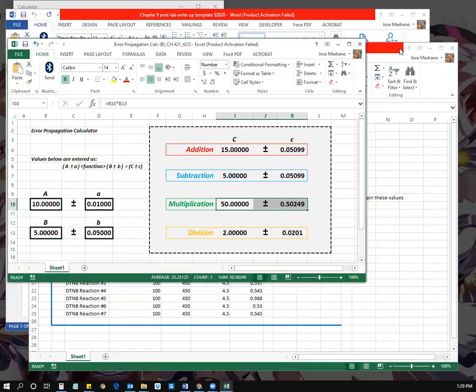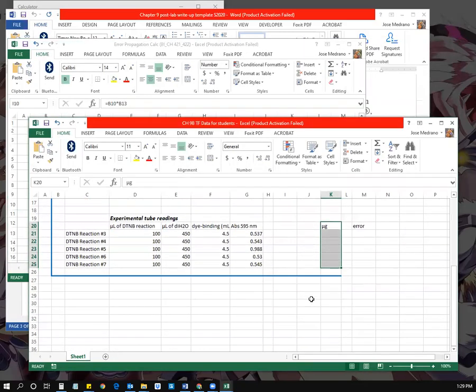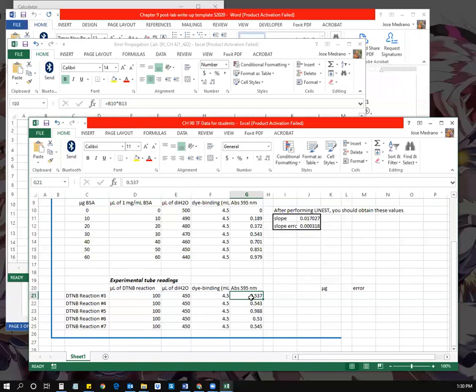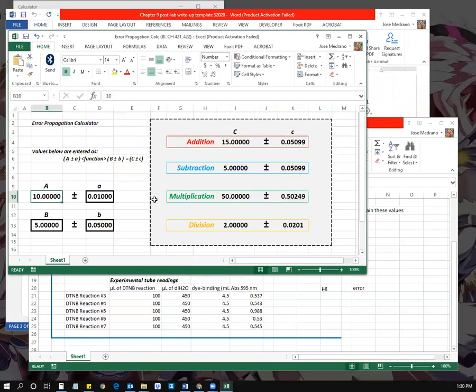For example, if you wanted to figure out the corresponding mass for DTNB reaction 3 from this absorbance value, you would normally take the absorbance value and divide by the slope, but now you have slope and error. There is no error in the absorbance. So for big A, little a, I'm going to put in this box 0.537. That is the absorbance value that I have. There is no error associated to this, so I'll just put 0 for little a.